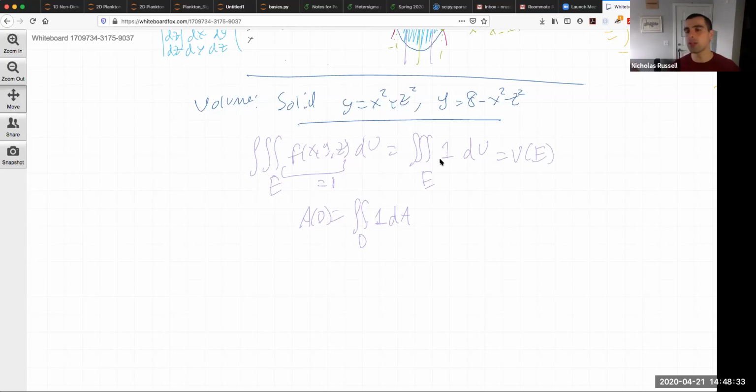Basically saying, if I have all the densities the same, it's the same thing. It's just, I let that be E, and that's it. It's just the volume of E. So if I ever want to calculate the volume of a solid, I let 1 be in the integrand. That's always what it is. There's no function value, it's just a 1.